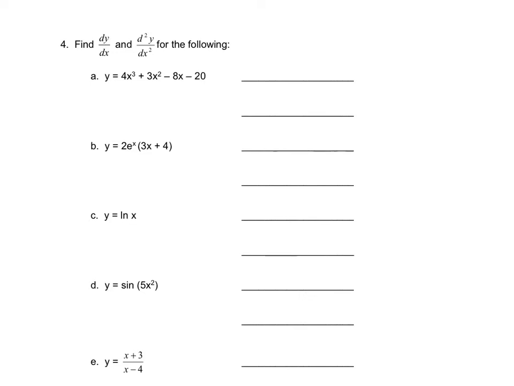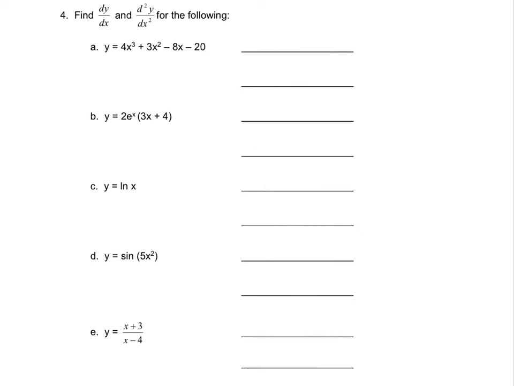Okay, so for number 4, we want to find the first derivative and the second derivative. A is pretty straightforward as a polynomial. We're going to use our power rule. The exponent comes down and multiplies by the coefficient. Reduce your exponent by 1. We'll do the same thing for the second derivative.